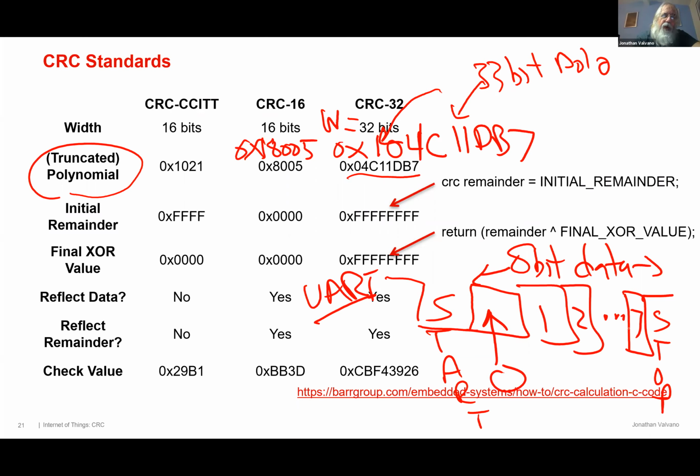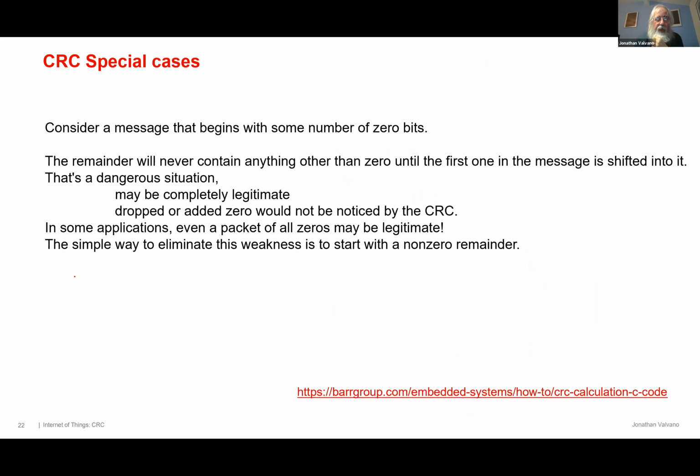And so therefore, some of the original CRCs back in the 60s implemented what's called the reflected data. That way they do it in reverse because the data showed up in reverse. But, you know, that's what reflect data means.